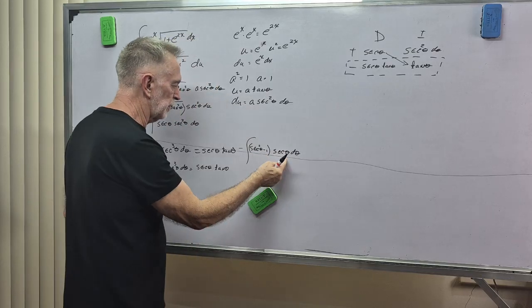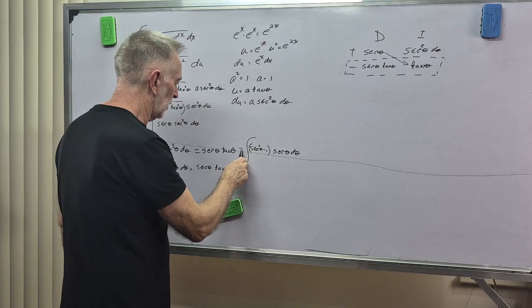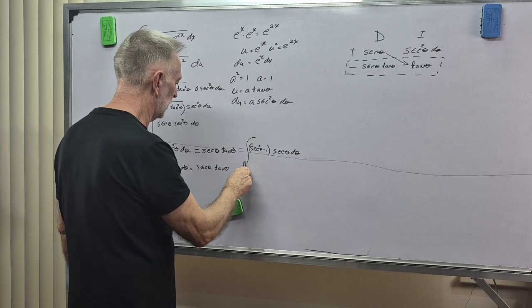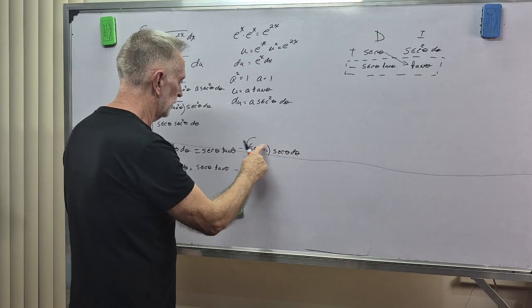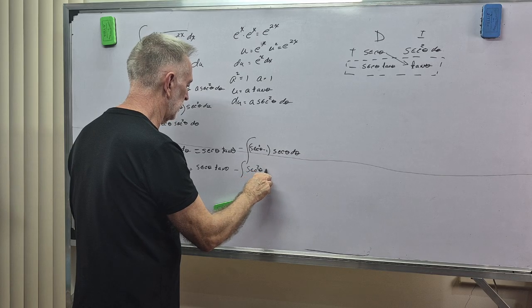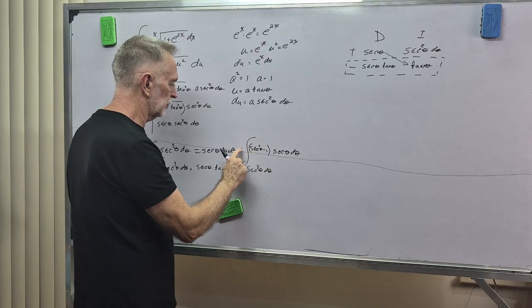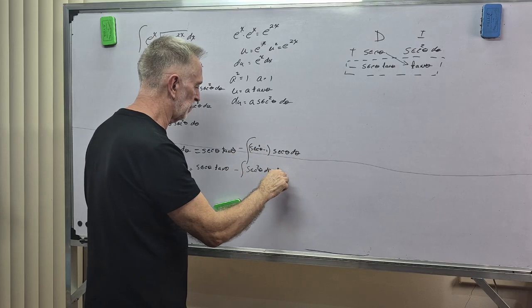Now I'm going to distribute this secant theta to the inside. So I have a negative here, minus the integral of secant cubed theta d theta. I'm separating this into 2 integrals. A negative times a negative is a positive.